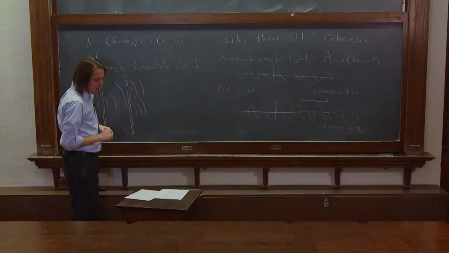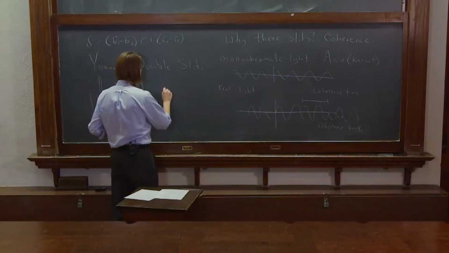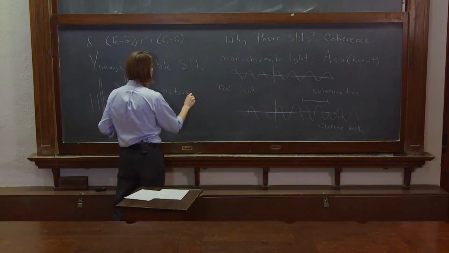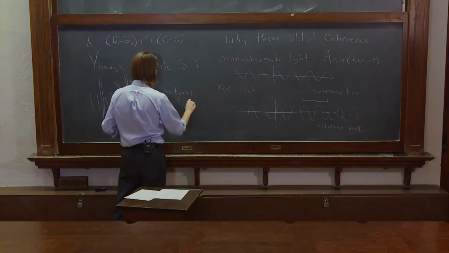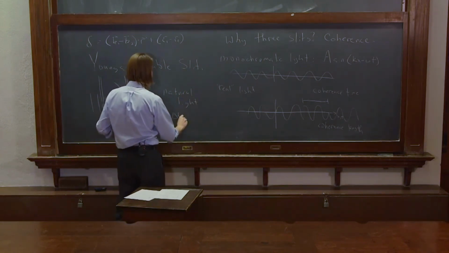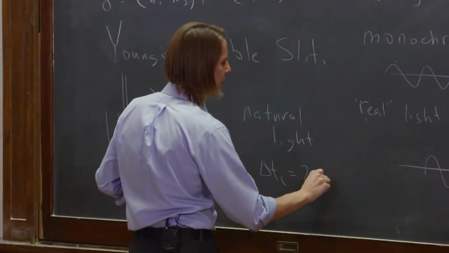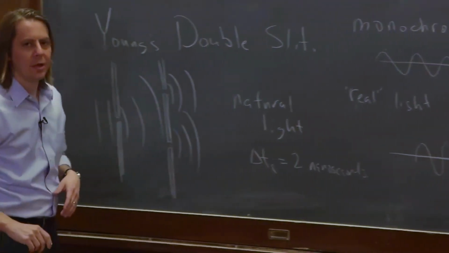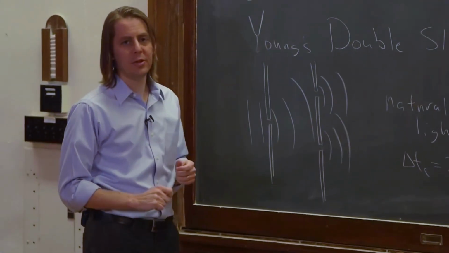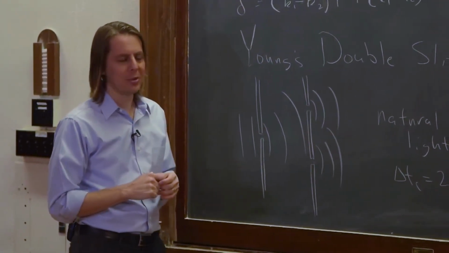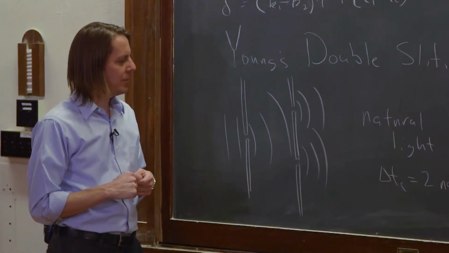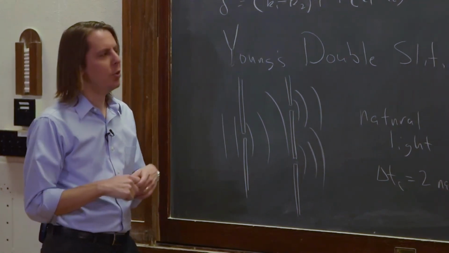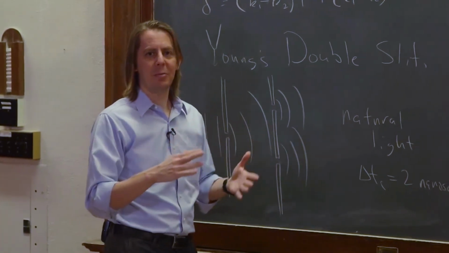Okay? So if you're working with natural light, like Young used, the coherence time is about 2 nanoseconds or so. Okay? Not very long. You only get little short wave trains on a macroscopic time scale that remain coherent. So we'll see how that affects different aspects of his experiment.